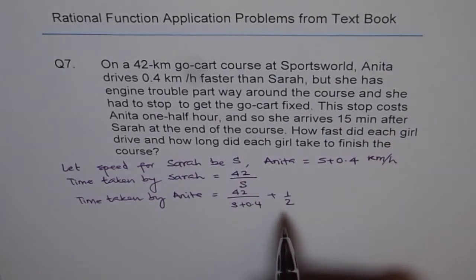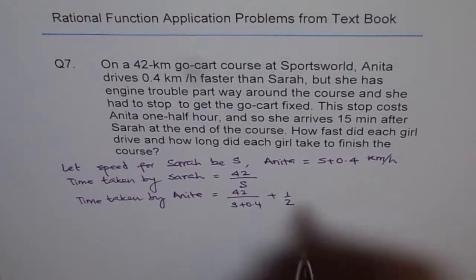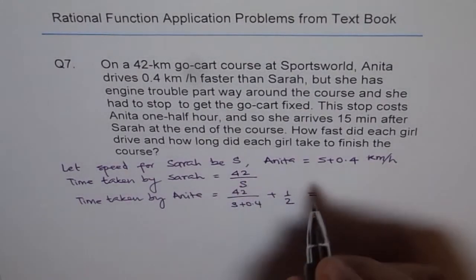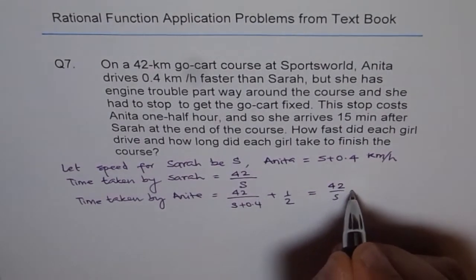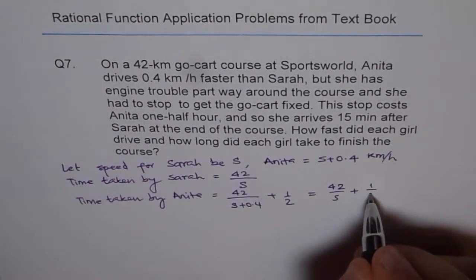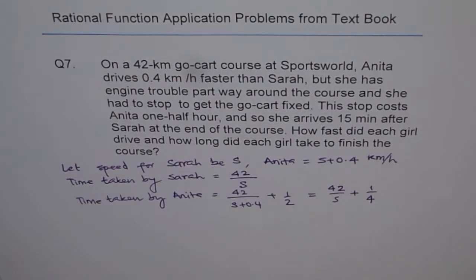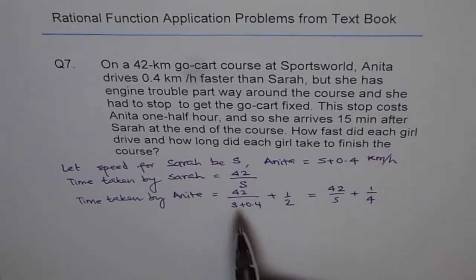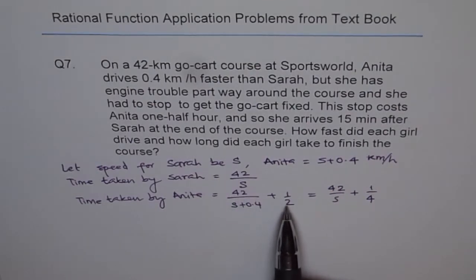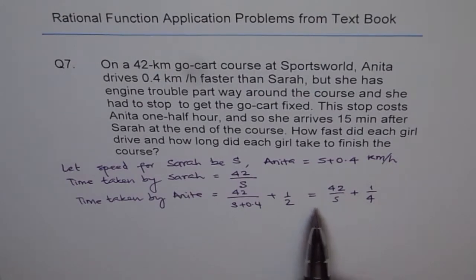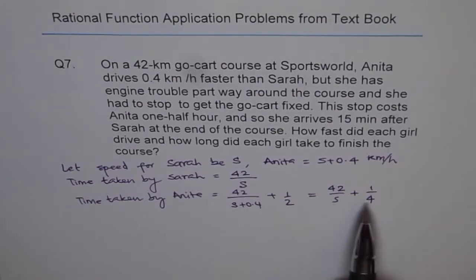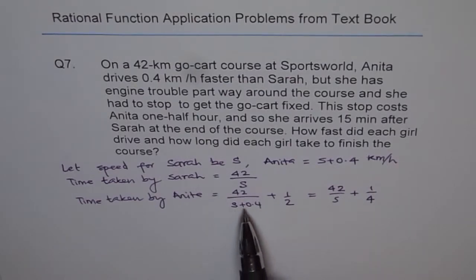And so she arrives 15 minutes after, so she took 15 minutes more than Sarah, right? So that is the time taken by Anita, and this time is equal to Sarah's time, 42 over s, plus 15 minutes, and 15 minutes could be written in hours as 1/4 of an hour, correct? So that is our equation to solve, okay? Now what we can do is multiply by the common denominator, which is 4 times s times s plus 0.4, and then simplify.